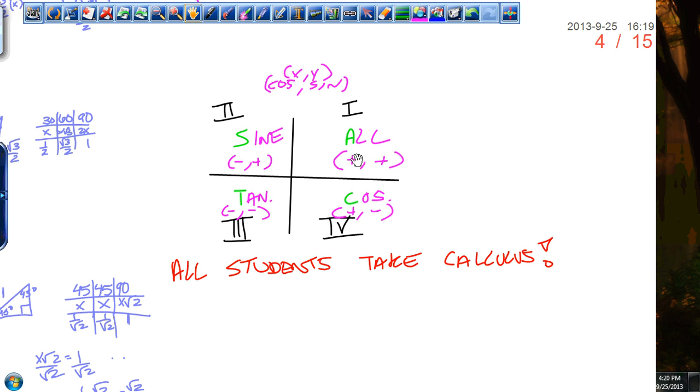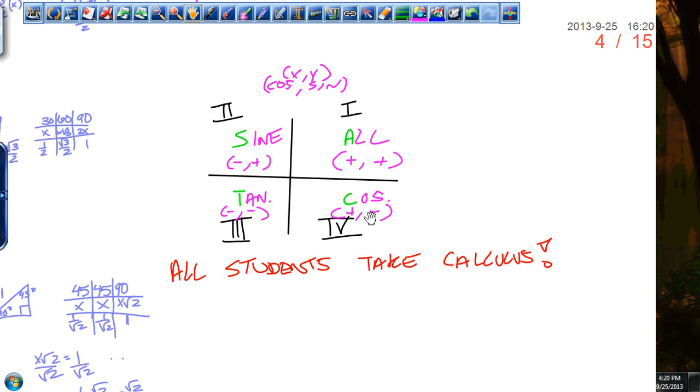Now, when we're talking about what's positive, what's not, well, we are talking about ordered pairs, and so x and y are also, for trig, going to be cosine and sine. So here, cosine and sine are all positive. Here, my cosine's negative, my sine is positive. Here, they're both negative, and then lastly, my cosine, my x is positive, and my y is negative.